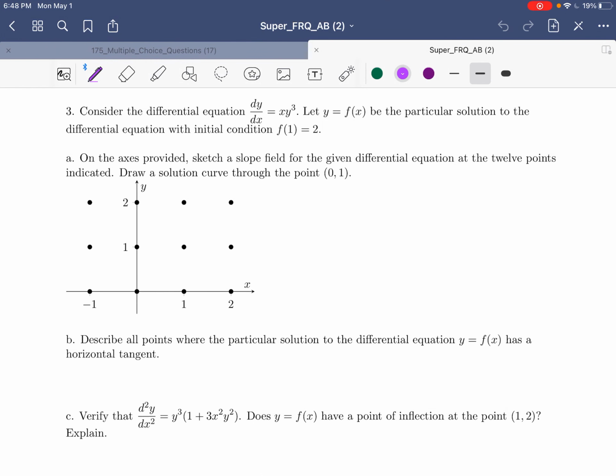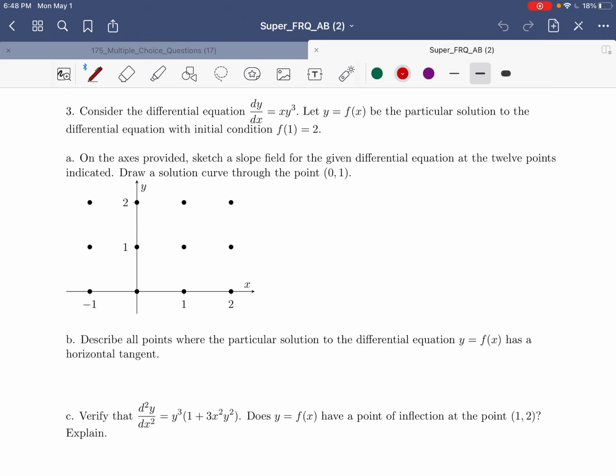All right, this is going to be Super FRQ number 3. So first off, we get the differential equation dy/dx equals xy cubed. And then they give us an initial condition. So the first thing we want to do is a slope field.